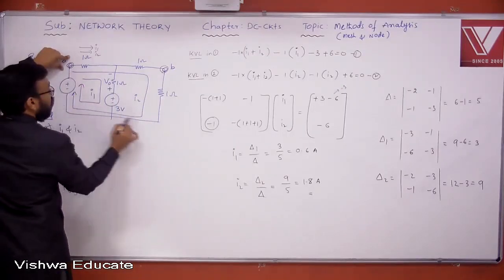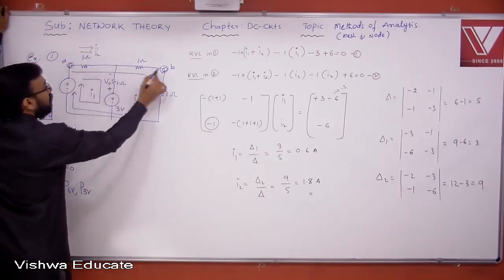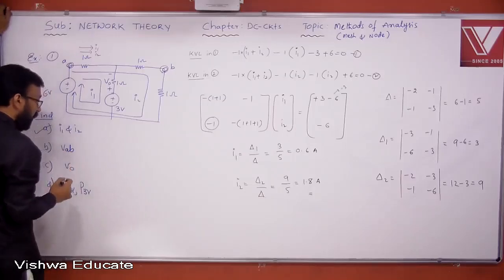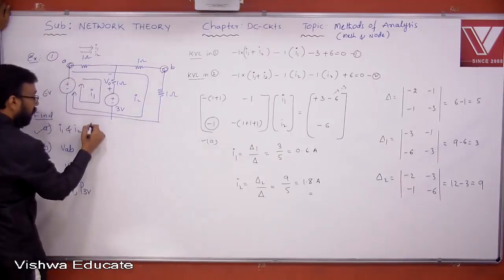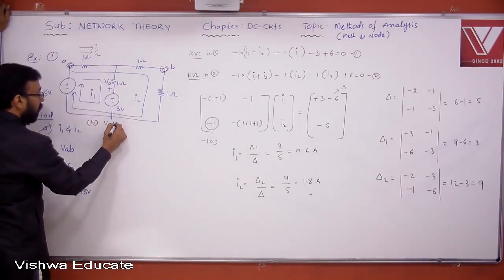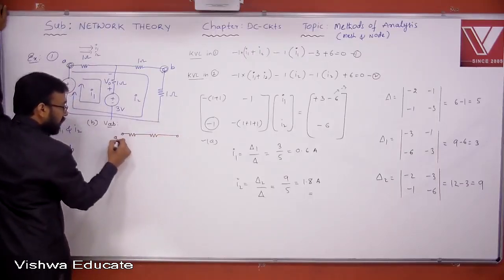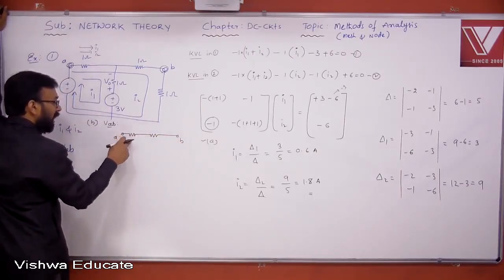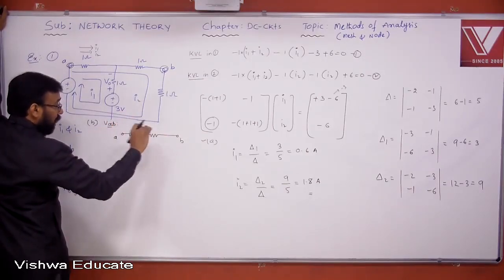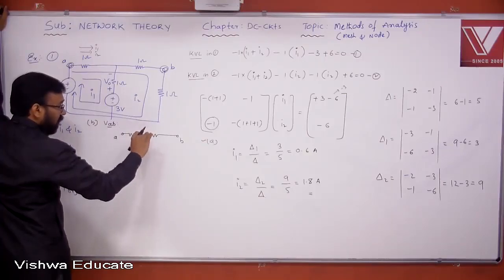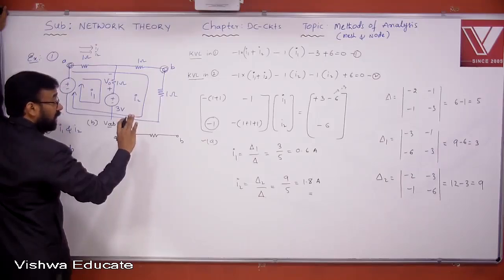So if I select this, I got 2 elements. If I select this, I got 2 elements here. Yes or no? Okay. So let me select like this, for finding VAB. This is A, this is B. Make sure that the voltage across each element is known. When you apply the touching concept, first you select the path and make sure that across each element the voltage is known.